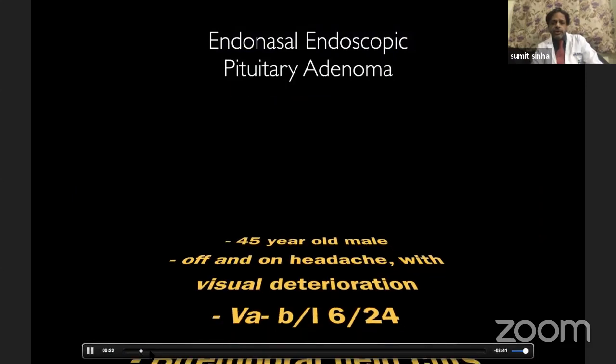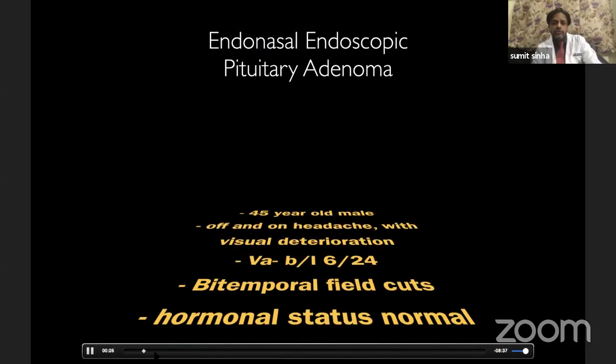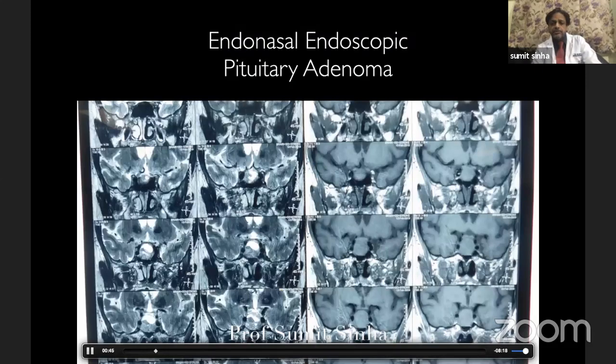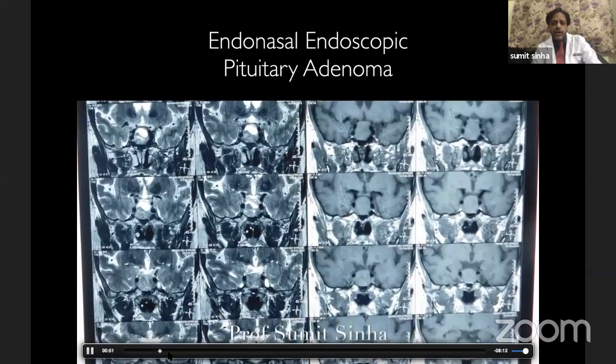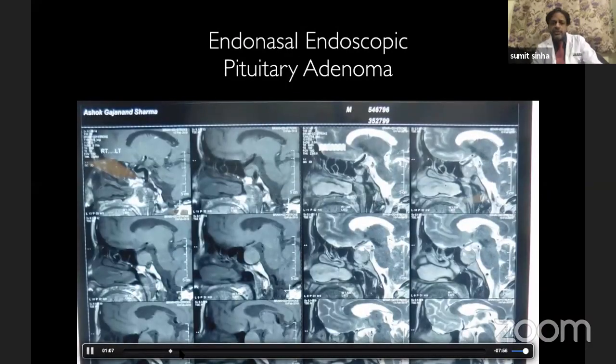And this was a 45-year-old gentleman who complained of often headache with visual deterioration, came to us, and this was the pre-operative MRI. You see, this is the pituitary adenoma, which was there, and which was chosen to be removed through the endoscopic transnasal route.